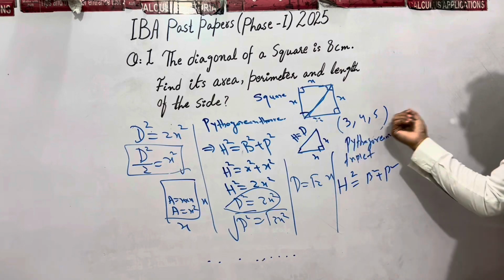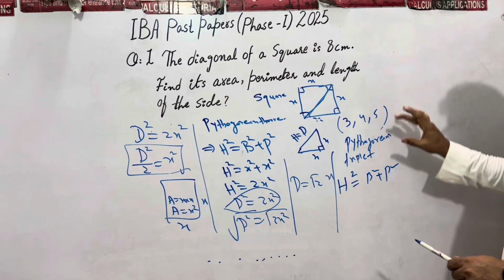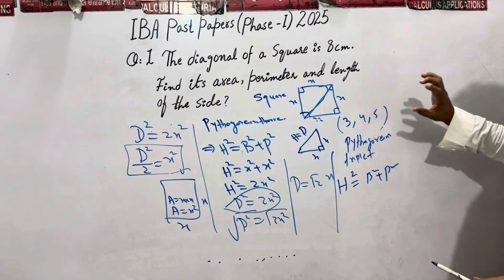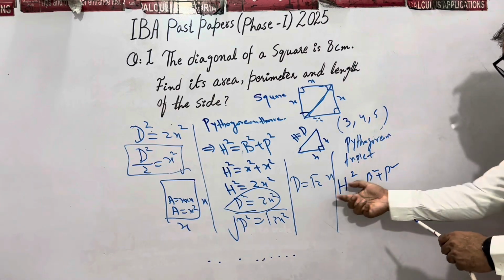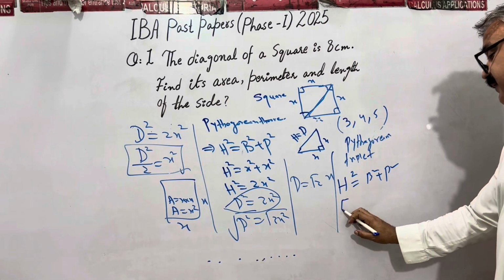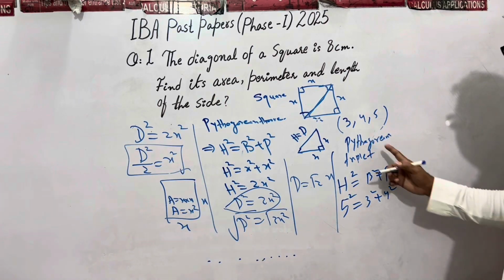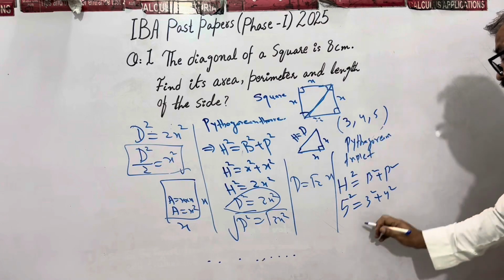These are a bunch of numbers, a bunch of triplets. The greater one would be the hypotenuse if the numbers satisfy this relation. So I have 5 square equal to base and perpendicular squares. They can be taken as you like.